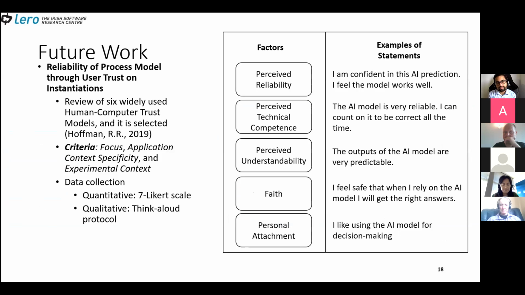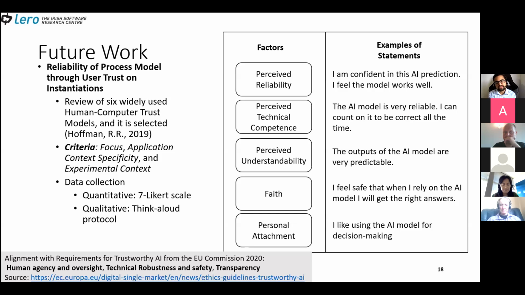I will adopt this model to collect data through a 7-point Likert scale and a think-aloud protocol during my user experiments. That's because I'm not taking a purely quantitative perspective in my research, but I also want to inductively understand the appropriate explanation methods for the decision-making tasks of the experts, ensuring their trust.